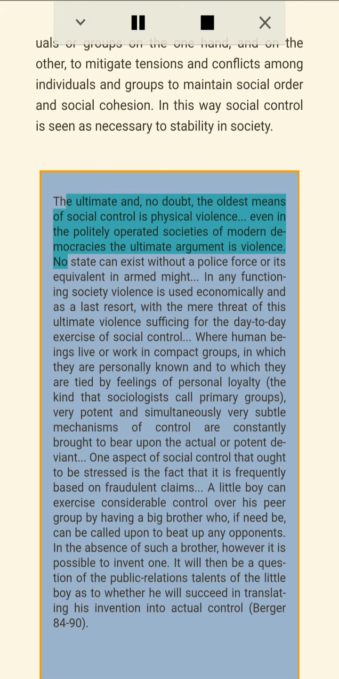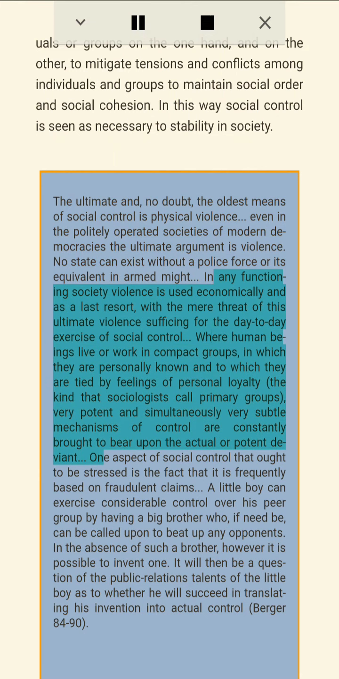The ultimate and, no doubt, the oldest means of social control is physical violence. Even in the politely operated societies of modern democracies, the ultimate argument is violence. No state can exist without a police force or its equivalent in armed might. In any functioning society, violence is used economically and as a last resort, with the mere threat of this ultimate violence sufficing for the day-to-day exercise of social control.